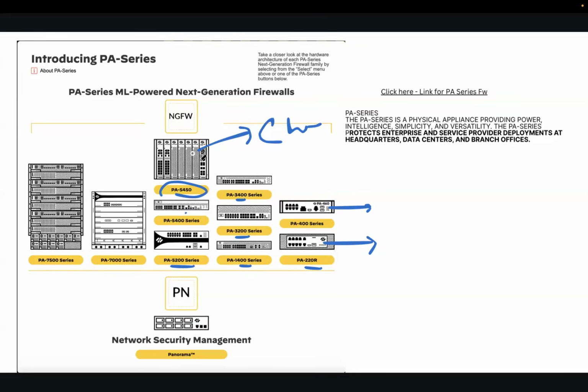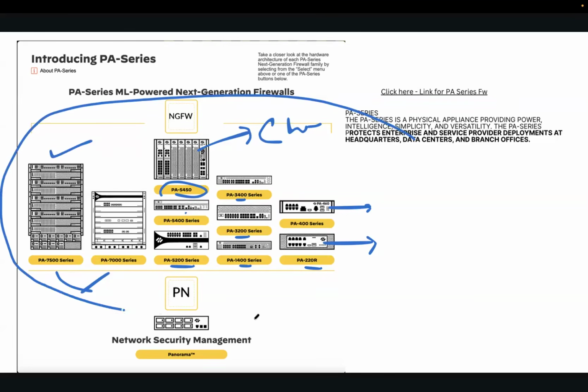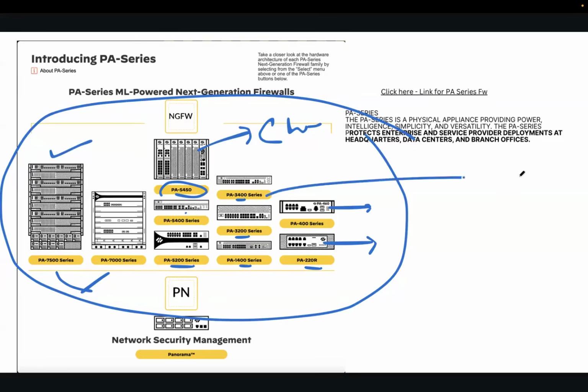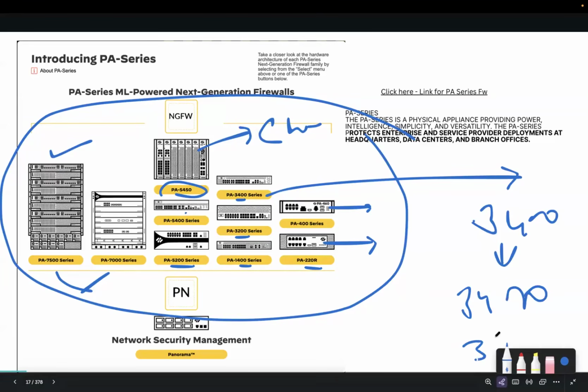Okay, it is chassis level, with blades. And the 7K is also a bigger firewall, a complete chassis and blades. These are the PA series firewalls available right now with Palo Alto. So when I say 3400 series, there will be models called 3420, 3450, like that. So you just remember this series, and there will be different model numbers.